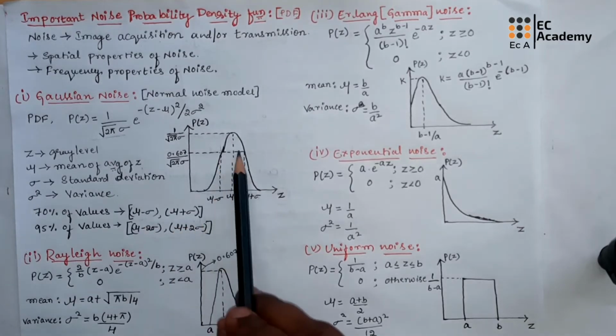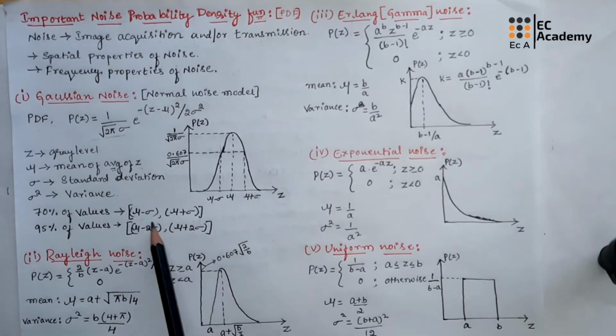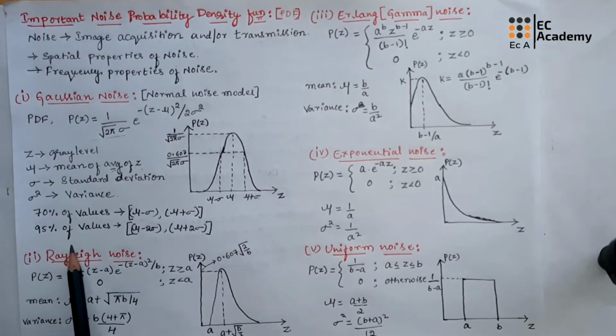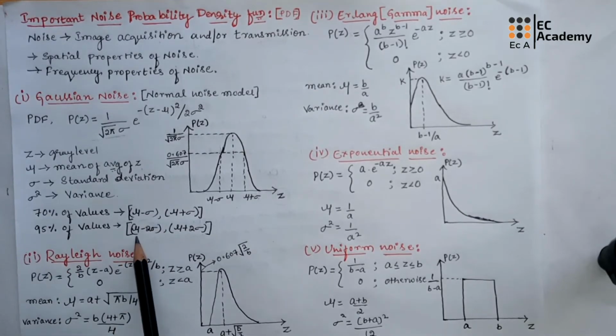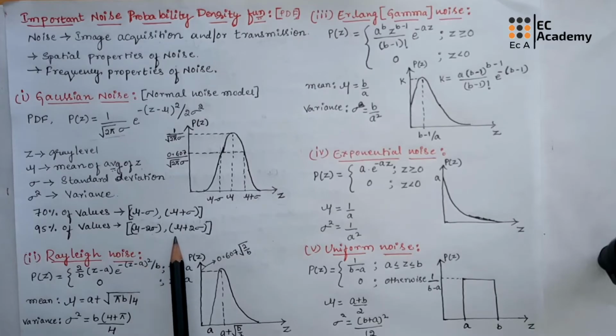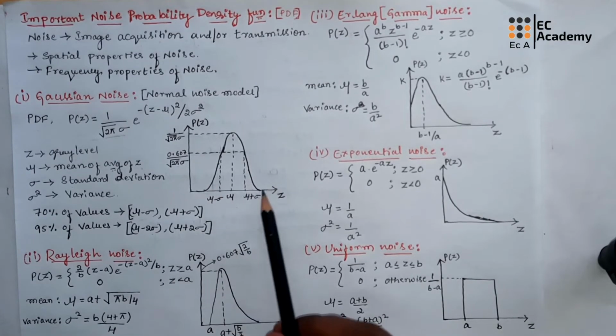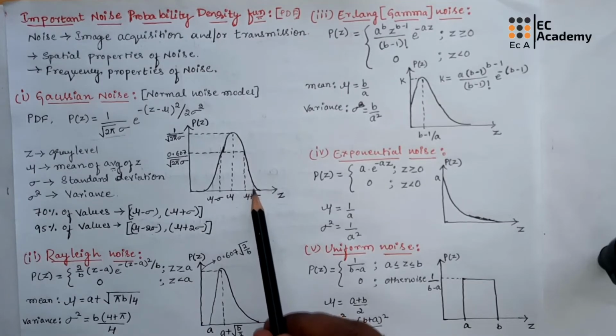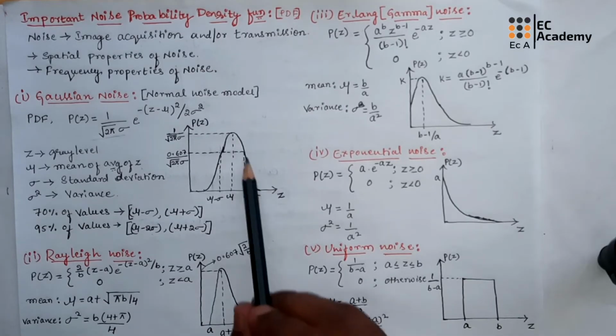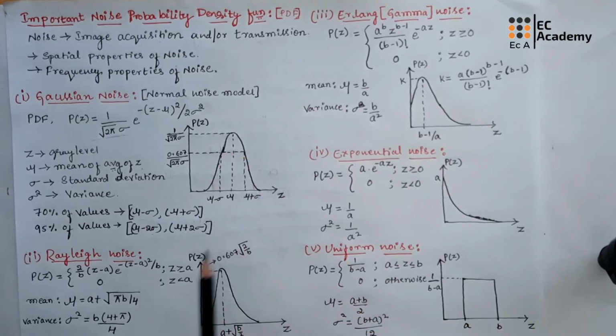So, we will be having 70% of values here between these two values, and we will be having 95% of values between mu minus 2 sigma and mu plus 2 sigma. Somewhere here we will be having mu minus 2 sigma, and here it will be mu plus 2 sigma. So, between these two values we will be having almost 95% of values.